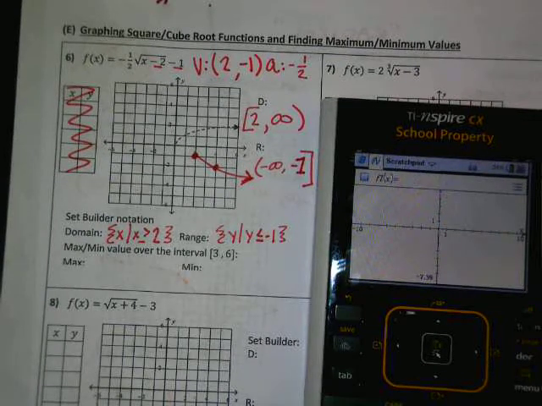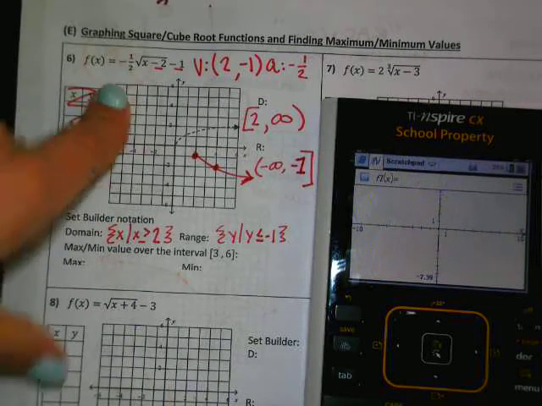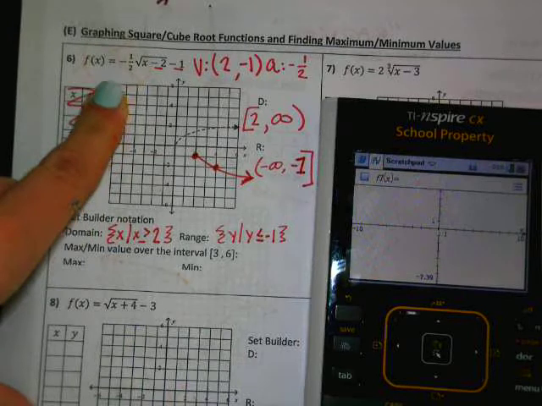All right, so that part you need to know how to do without a calculator. You need to know how to graph without a calculator for the test. The max and min part, though, I will let you use a calculator for. It's been a long time since we've done it, so let's review.